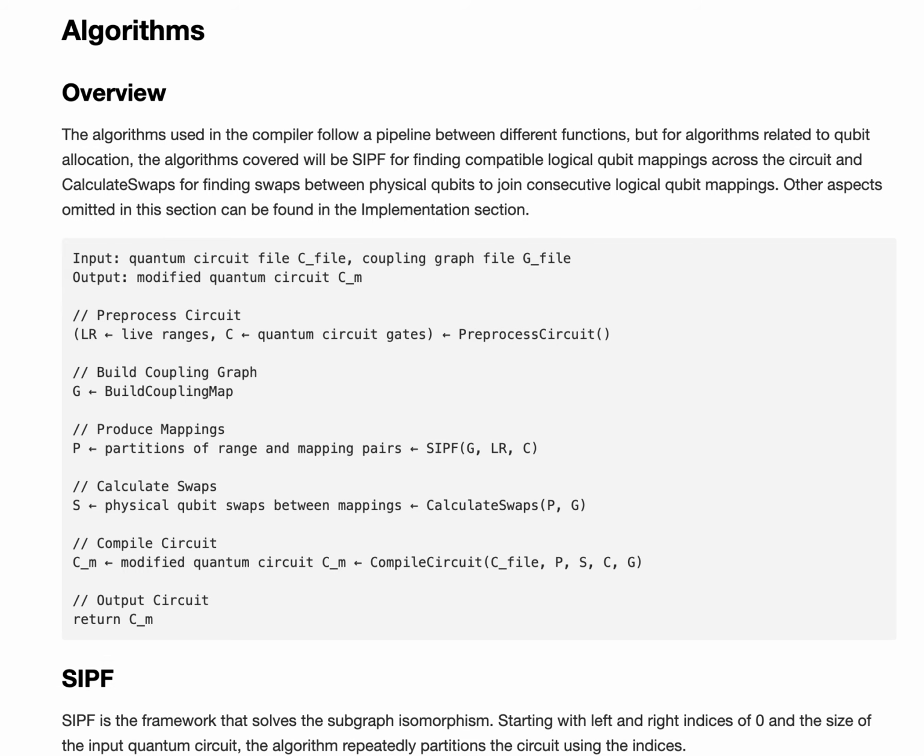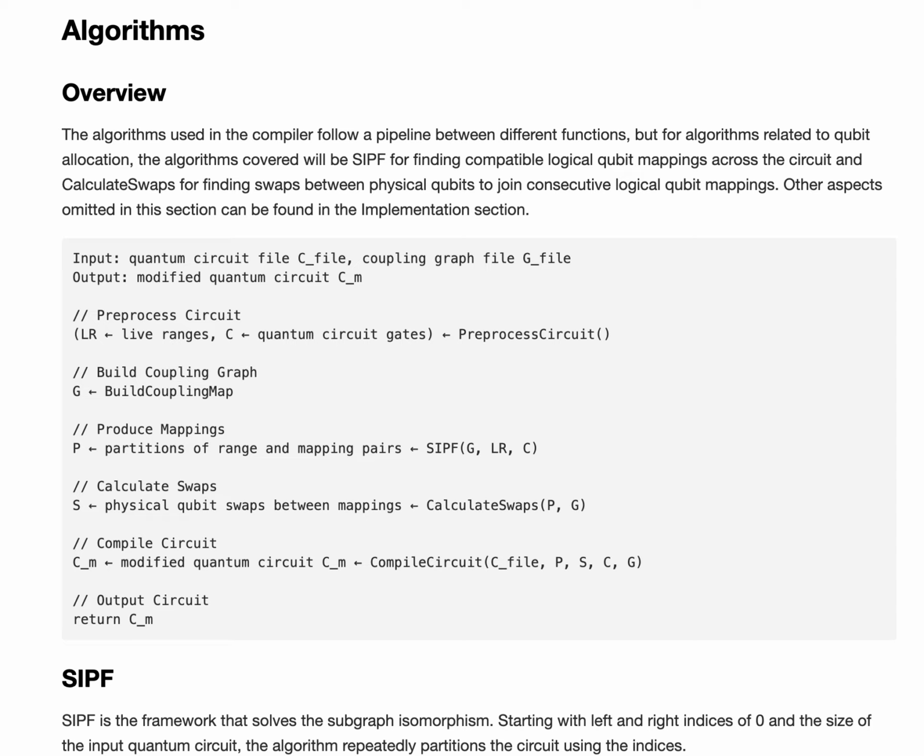The quantum circuit file and the coupling graph file are the inputs to the qubit mapping problem. And the compiler will basically just go through these steps. First, it'll pre-process the circuit, which is basically just parsing through the gates into a list of gates, and also live ranges. And live ranges here are defined as the control relations, basically gates that interface with two logical qubits. Basically, it's just a list of those gates for every pair of qubits, and it's an easy way to access them.